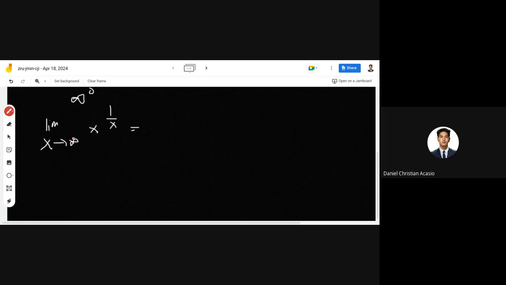So we have infinity raised to 1 over infinity. 1 over infinity is equal to 0. So we have infinity raised to 0, which is an indeterminate form. So how do you solve this one?